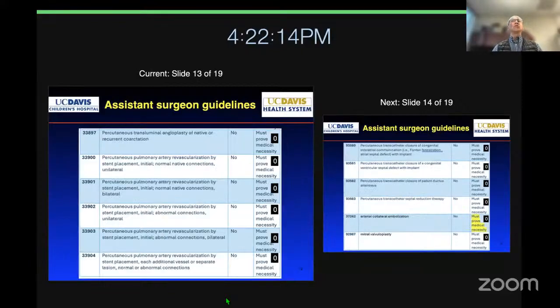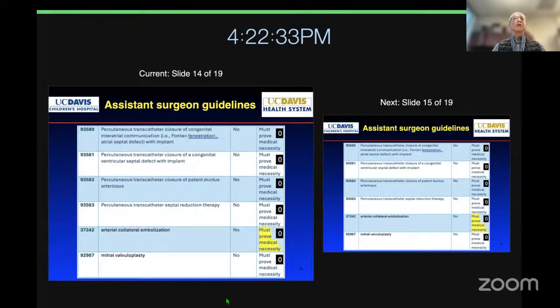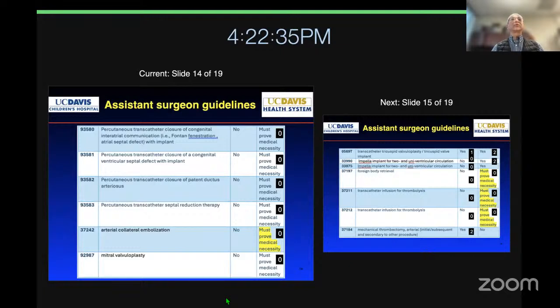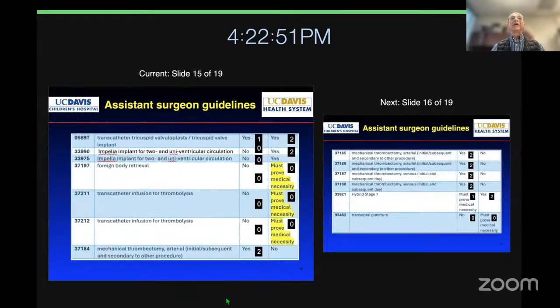Percutaneous angioplasty of native recurrent coarctation and pulmonary stenting also allow an assist. Let's keep going. You can do normal and abnormal in that scenario. This is all the pulmonary revascularization codes here, and then of course the Fontan fenestration as well. Transcatheter closure of the PDA, again in specific cases where you have to prove medical necessity. Arterial collateralization, mitral valvuloplasty. Again, a bunch of these are there.